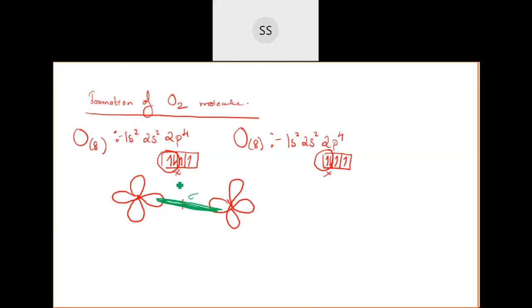Now see, another orbital which is present perpendicular, so they can get fused like this. Because they have an unpaired electron, they will get fused like this. Then the bond formed here is, no, that is the pi bond.